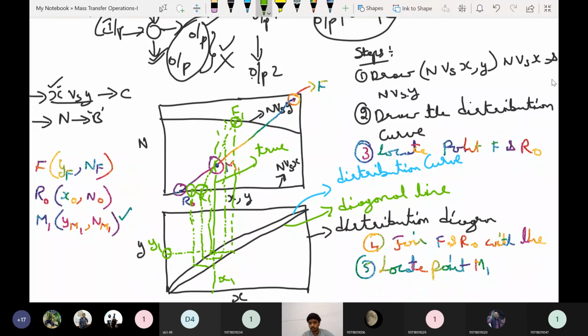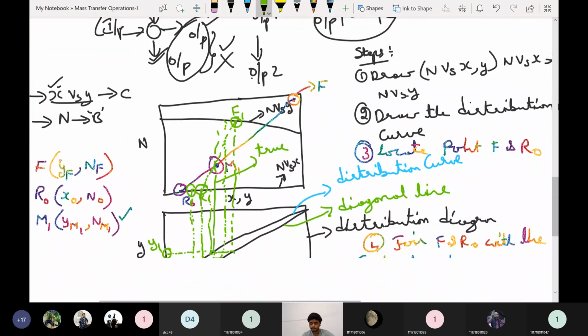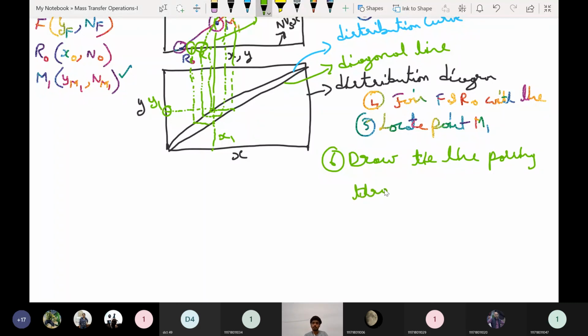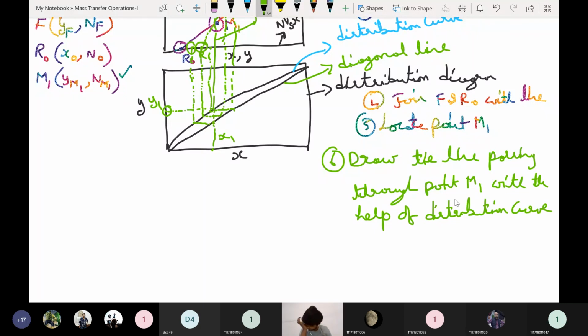So the points I am writing once again. The sixth step, after locating point M1, is to draw the tie line passing through point M1 with the help of the distribution curve, this is important, and read N1 from N versus y. Similarly, with this tie line you can read X1 and Y1 also from the distribution curve.